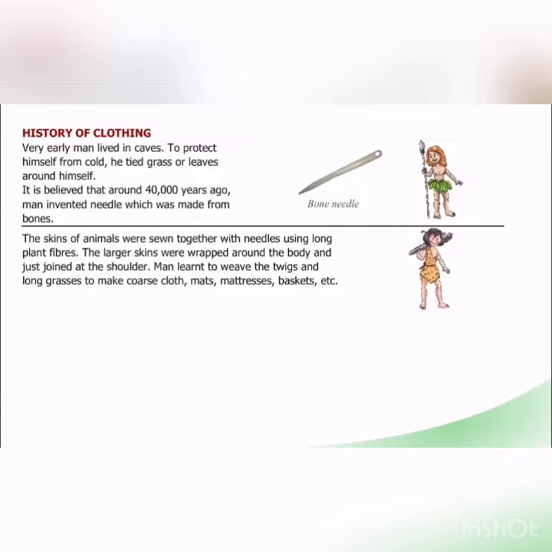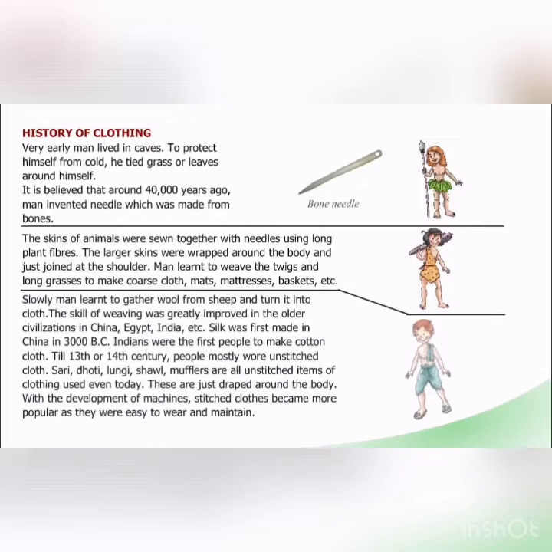Man learned to weave the twigs and long grasses to make coarse cloth, mats, mattresses, baskets, etc. Slowly man learned to gather wool from sheep and turn it into cloth. The skill of weaving was greatly improved in the older civilizations in China, Egypt, India, etc. Silk was first made in China in 3000 BC. Indians were the first people to make cotton cloth.